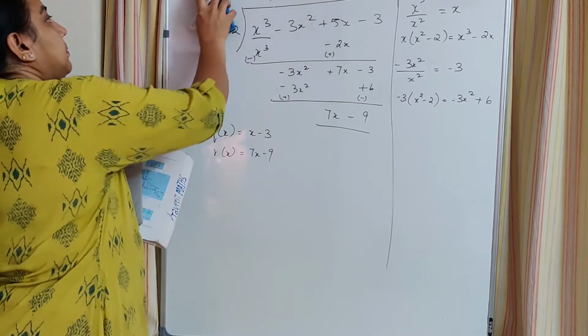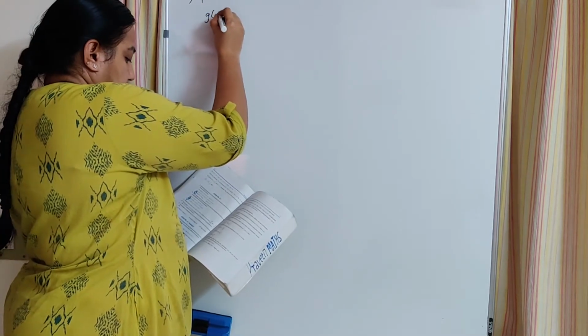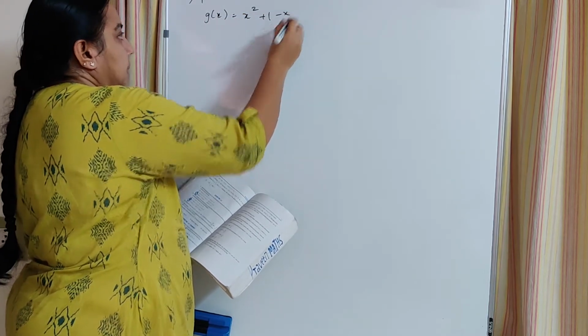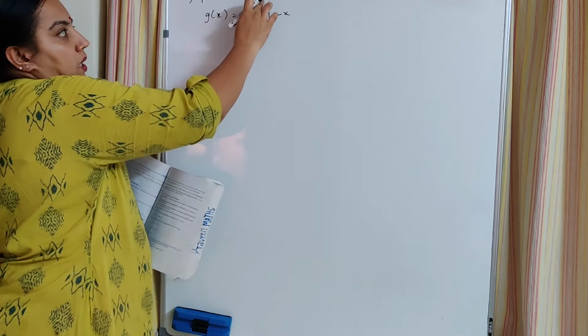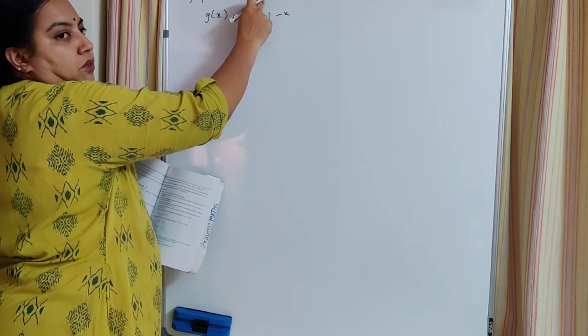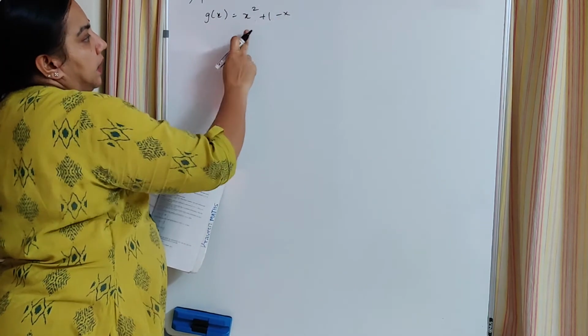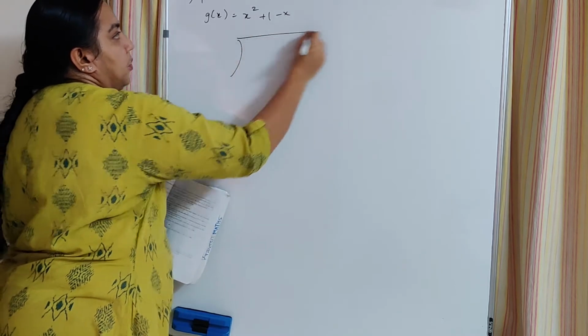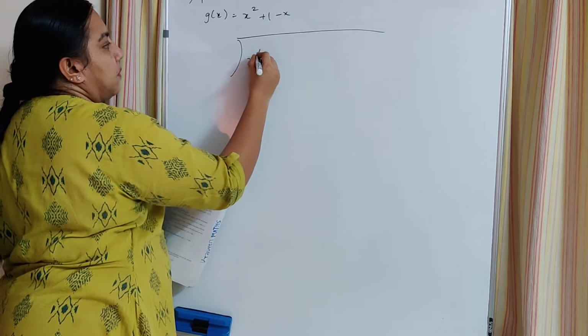Okay. The second sum, and g of x is square plus 1 minus x. As I told, here one term is missing, the x cube term is missing, and then here they have changed the places. So we have to take care about writing it. That's all. x power 4.